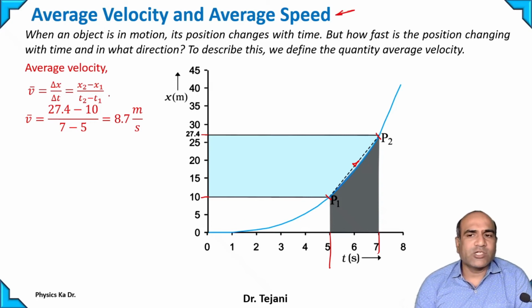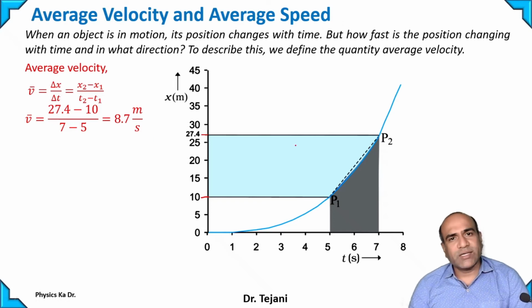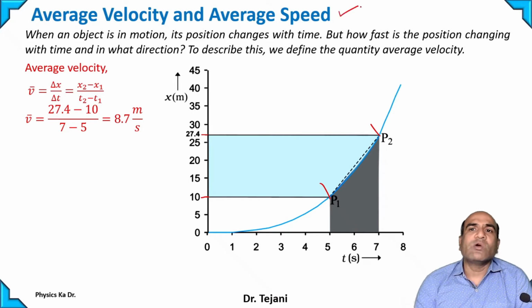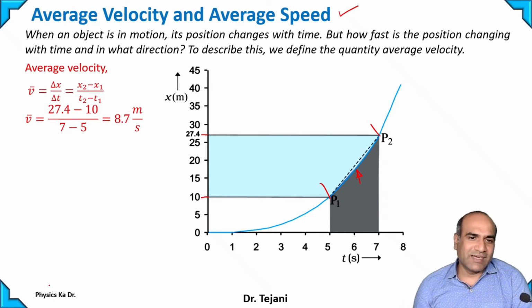But when we talk about speed, we cannot take x2 minus x1 as a straight line. We have to consider the length of this curvature. So that gives us speed. Remember that part. When we talk about velocity, of course, you need to take the shortest distance. But when the word is speed, you have to take this curvature. You have to consider this curvature. Otherwise, your answer is definitely going to be wrong.